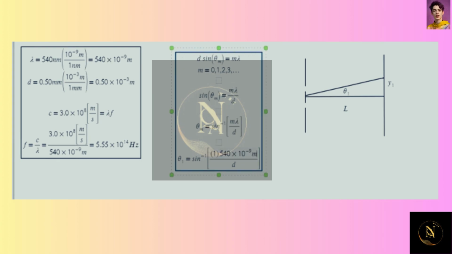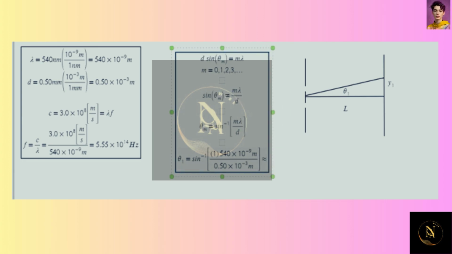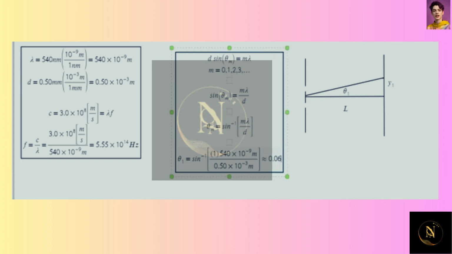And then our d, the slit separation, is given by this quantity here, which is also in meters. The reason we converted to meters beforehand is so that meters could cancel out with meters here. Try this on your calculator in degree mode, and you should get something that's approximately 0.061 degrees.